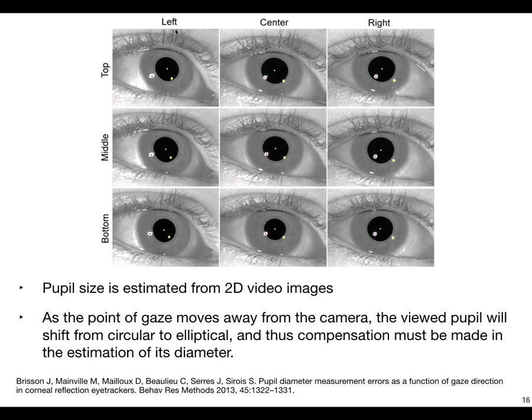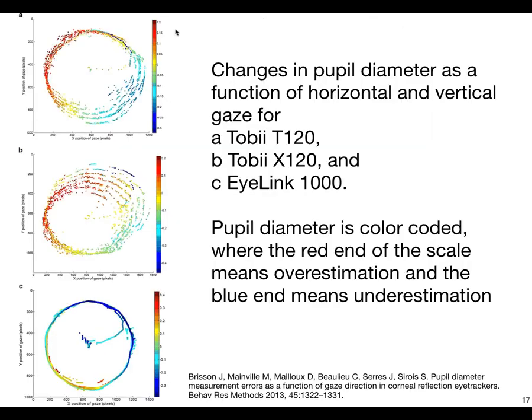Okay, so this was actually shown quite effectively back in 2013. There's this paper by Brisson and colleagues. In fact, Sylvain Sirois, who's at the University of Trois-Rivières, is kind of a pupillometry god in Canada, if not the world. He's published a lot of research on pupillometry data, especially in infant research. So if you're a developmentalist, you should definitely read some of his papers. He showed this quite effectively and showed it across 3 different eye trackers.